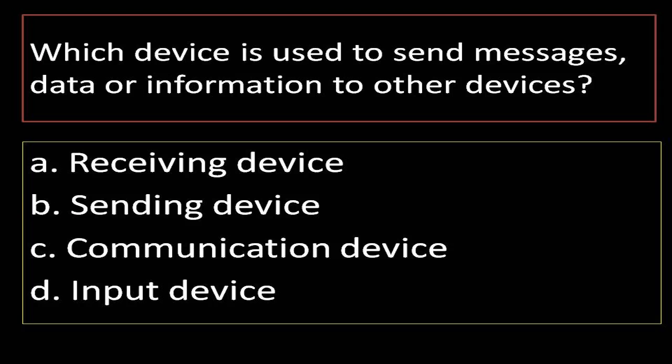Which device is used to send messages, data, or information to other devices? Option A receiving device, option B sending device, option C communication device, option D input device. And the right answer is option B sending device.